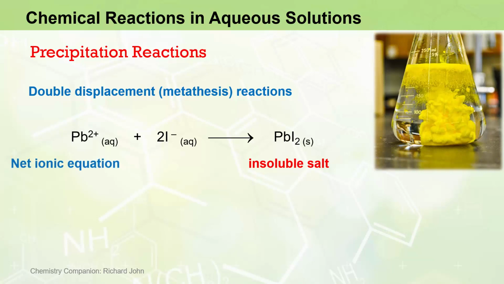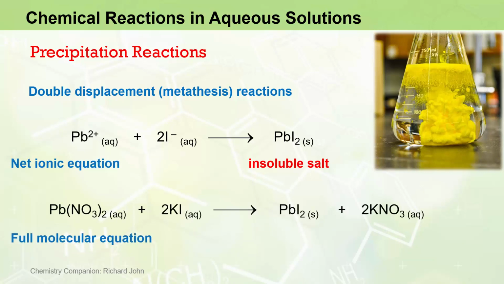The equation here is referred to as the net ionic equation, and it stems from the full molecular equation shown here, which shows that when lead-2 plus ions are in the presence of certain anions, such as the nitrate ion, they are quite soluble and will readily form aqueous solutions, as indicated by the aq subscript. Similarly, when iodide ions are in the presence of certain ions, such as potassium ions, they are also quite soluble and readily form an aqueous solution.